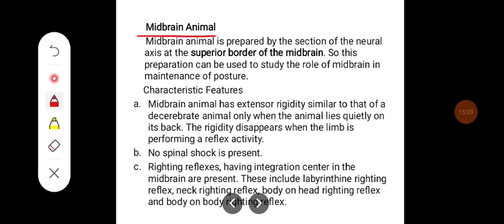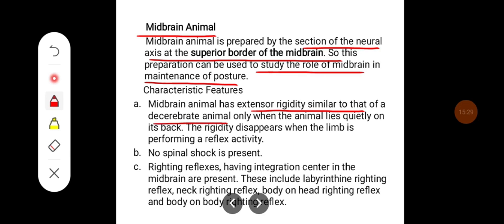Midbrain animal. A midbrain animal is prepared by section of the neural axis at the superior border of the midbrain. So this preparation can be used to study the role of the midbrain in maintenance of posture. Characteristic features of the midbrain animal are: it has an extensor rigidity similar to that of a decerebrate animal only when the animal lies quietly on its back. The rigidity disappears when the limb is performing reflex activity.